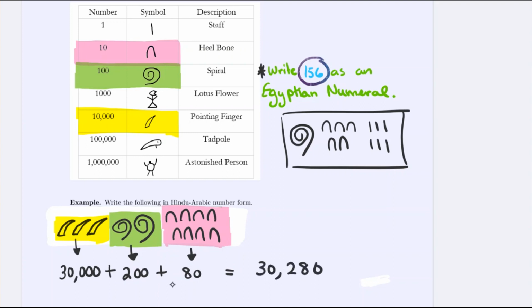Add that all together and we have 30,280. And in this part, you could either just add these together in your mind, knowing how the place values work, or you could carefully type them into your calculator and you would get the same answer. So if you got that right, great job.